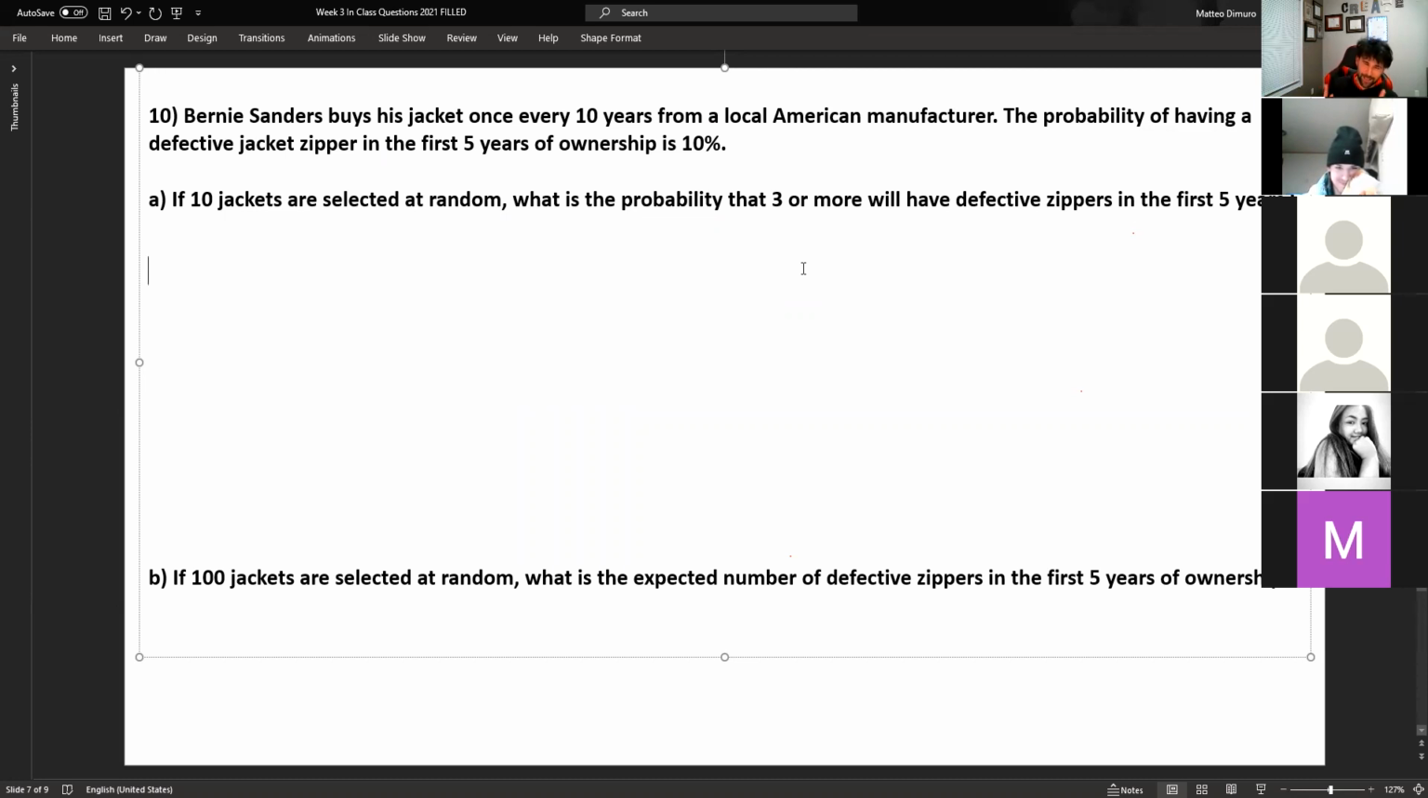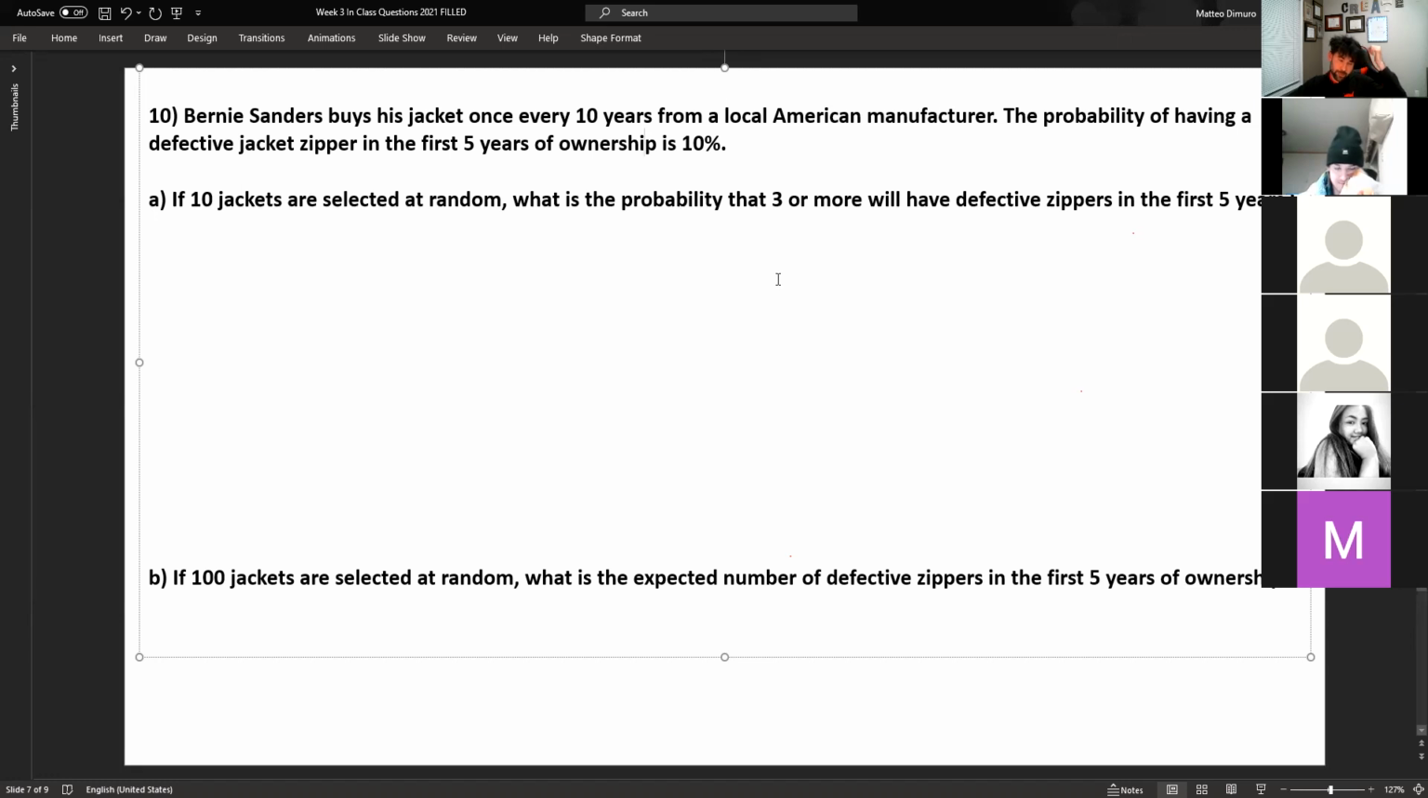Always think to yourself, like I know we're not near the end of the course yet, but always think to yourself, how would I know this is binomial? Because when we get to the end of the course, you guys are going to know a bunch of theories. When you look at a question, it may not be immediately obvious what kind of question it is. So the reason I was kind of giggling a bit was because I threw in this first 5 years of ownership.